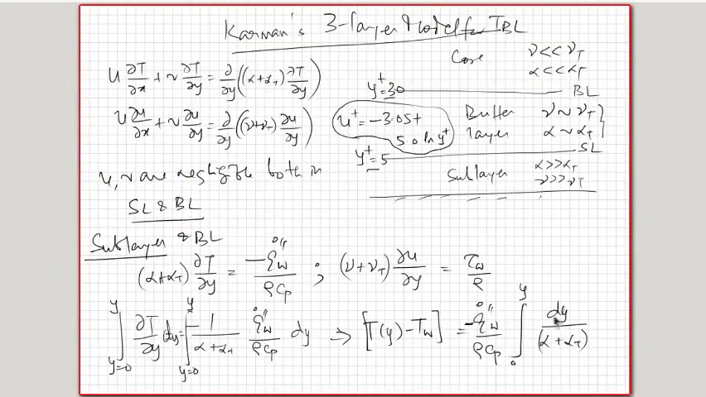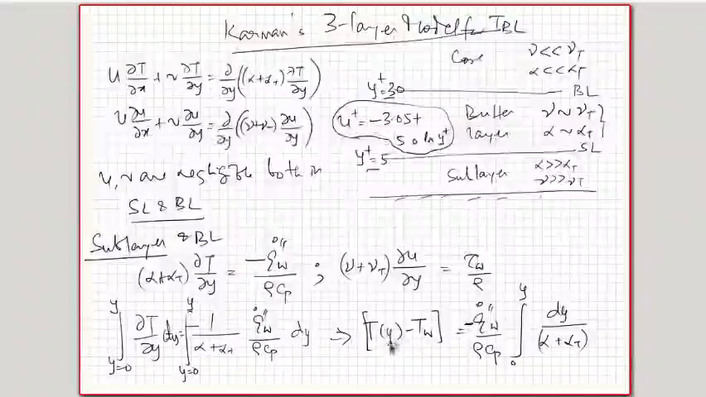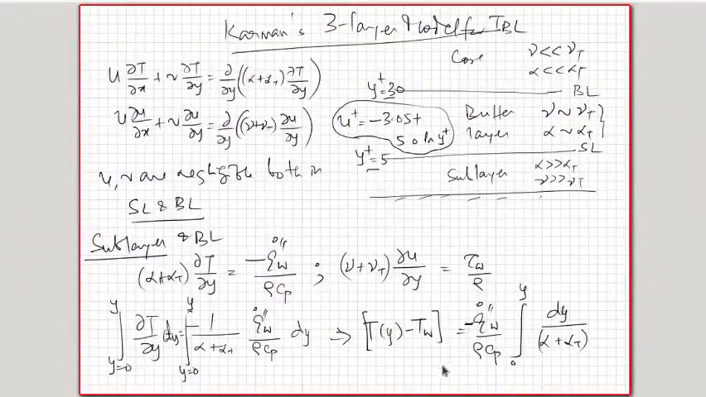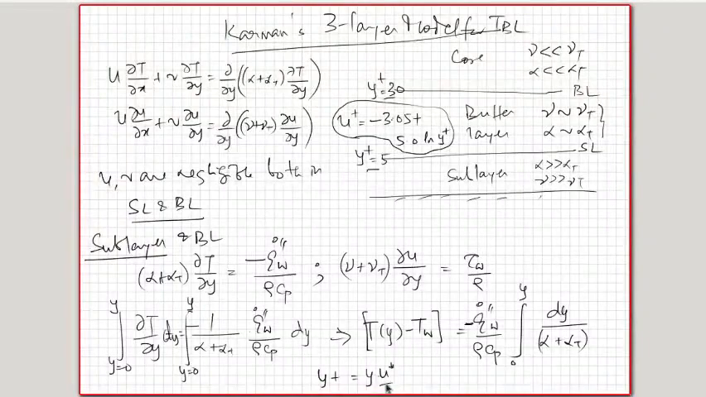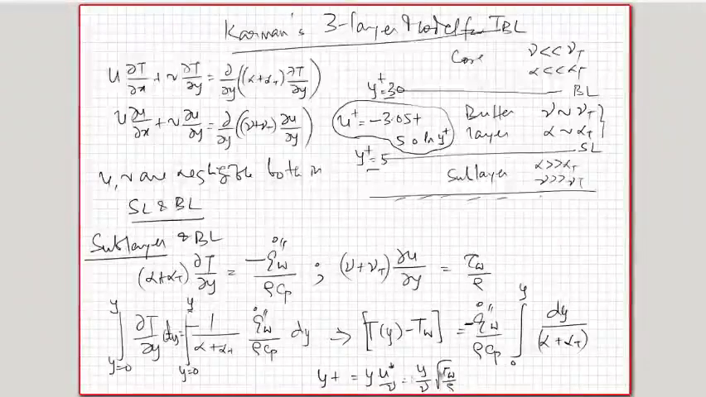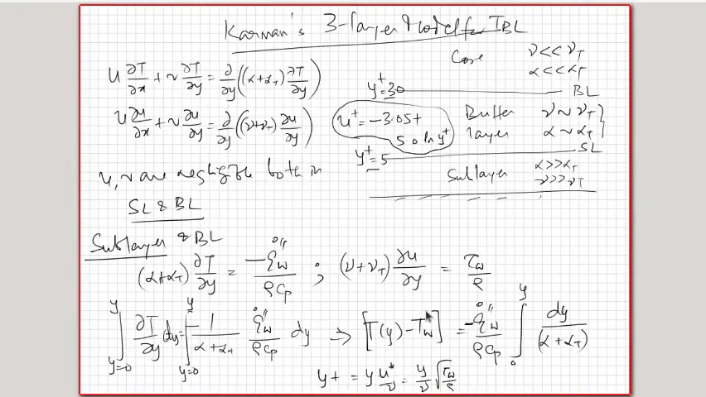Now, I write this in terms of y plus instead of y. So, what is y plus? Y plus is equal to y into u star by nu, which is y by nu times the square root of tau wall by rho, and tau wall by rho I should be able to take out of the integral.